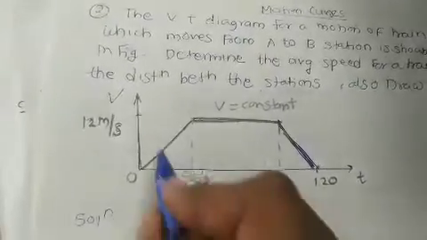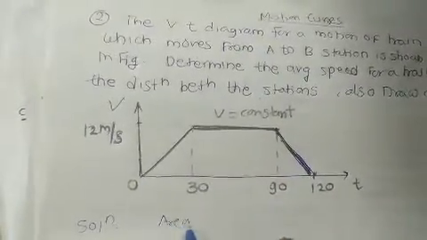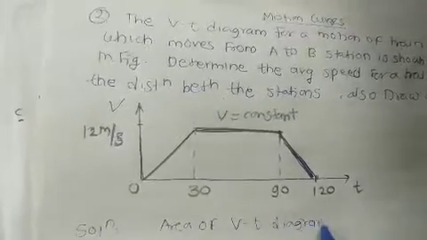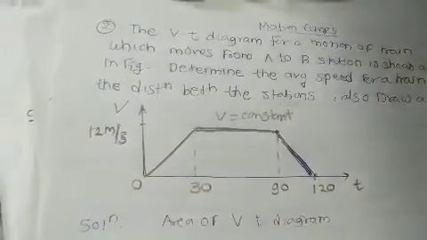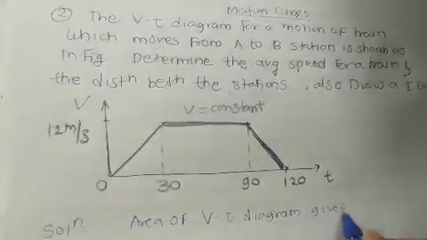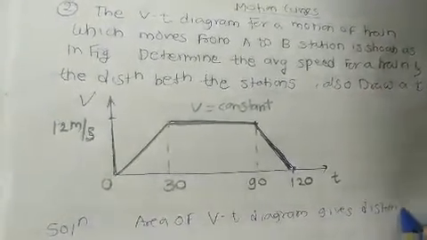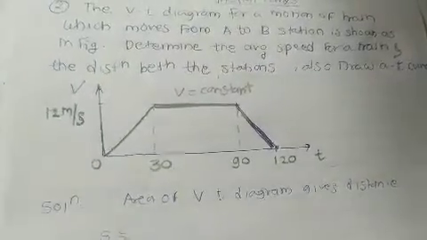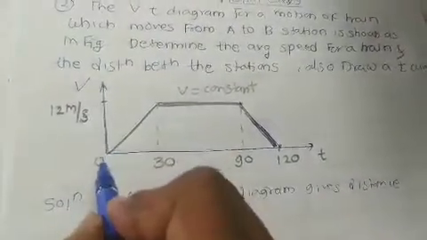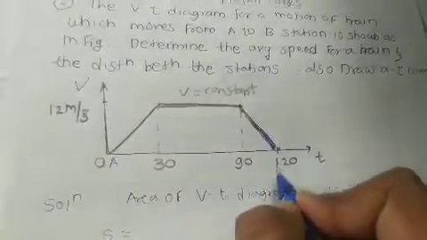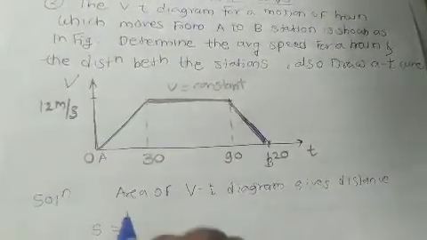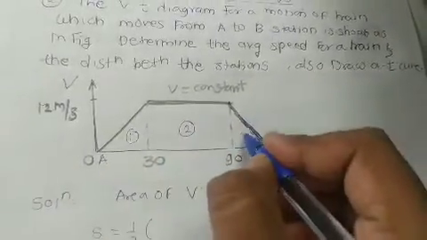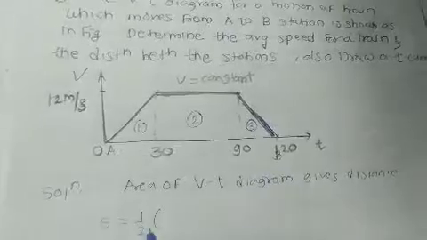Now this VT diagram is given and we need to find out the distance traveled by the train. As you know, the area of the VT diagram gives the distance. So we need to find out the area of this diagram, which will give the distance from station A to station B. So we'll take the area: first triangle number 1, then rectangle, and triangle number 3.